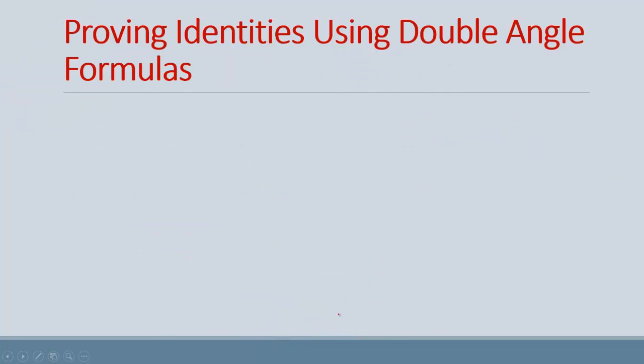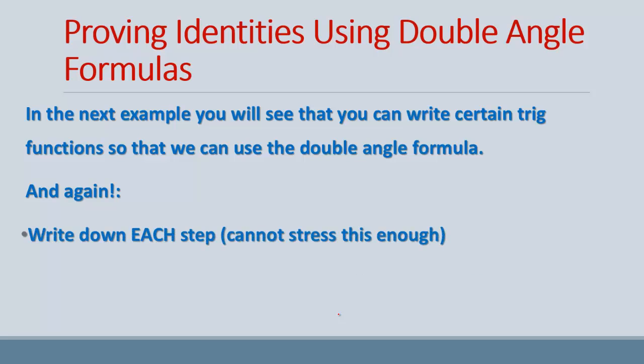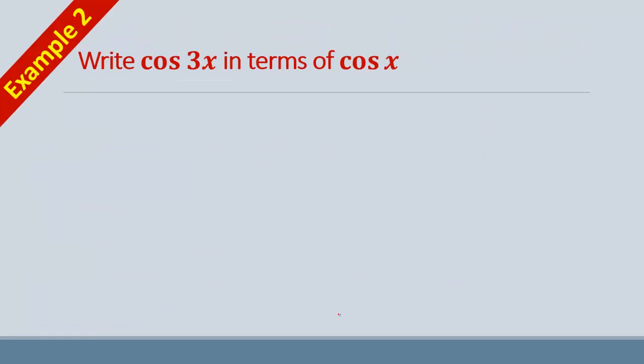Now, proving identities using the double angle formula is very similar to what you've been doing. It's just a matter of changing what's on there to get it to match what you want it to. So in the next example, you're going to see that you can write certain trig functions so that we can use the double angle formula. It may not be as apparent, but you can rewrite it so that you can use it. And again, write down each step and work only one side. You're going to get really confused if you try to work two.